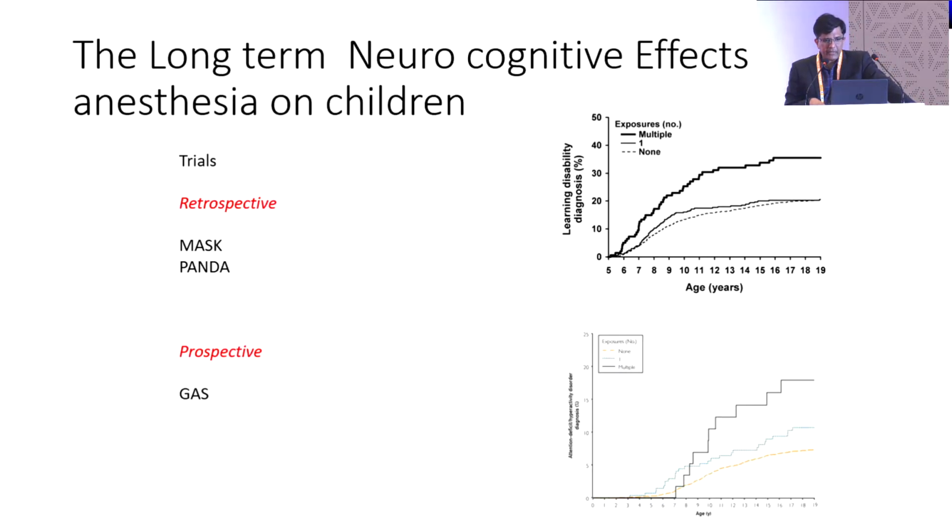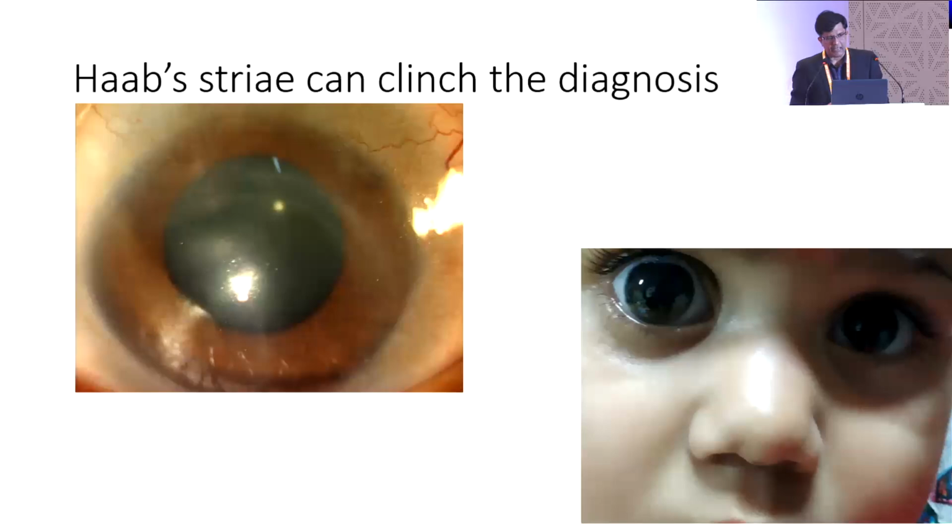But after all of this is said and done, you must also understand that there are effects of anesthesia, because if the child is glaucomatous and has to undergo anesthesia, there may be multiple anesthetics that the child has to go through. And there are some studies which have said that it causes some neurocognitive effects on the long-term development of the child.